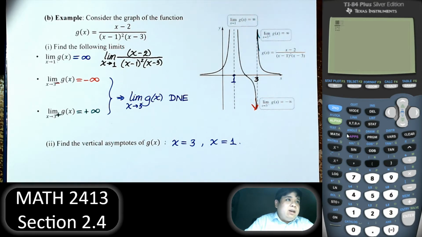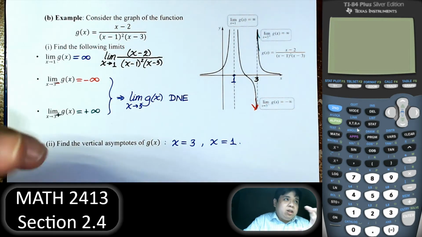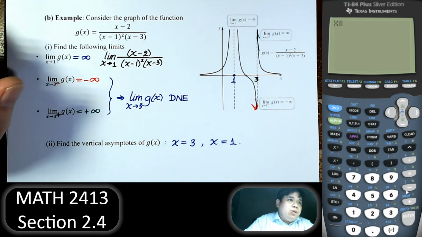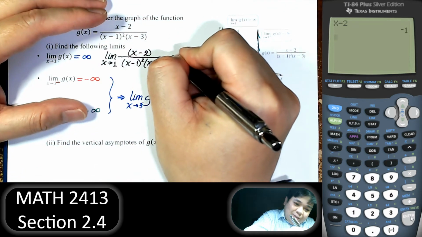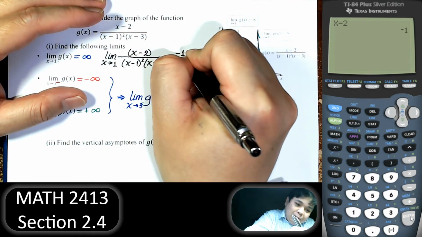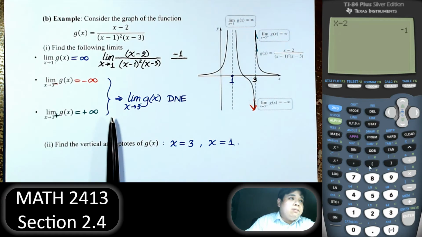On the top I have x minus 1. x minus 2, sorry. Like I said, don't enter the whole thing, just enter the top and then the bottom. x minus 2 gives us negative 1. And then the bottom, (x minus 1) squared. Of course, the top looks silly, but you'll see why we have to do that.